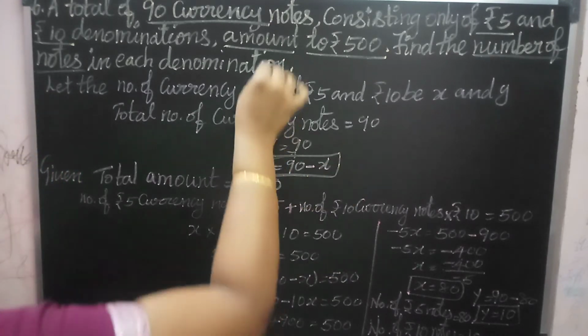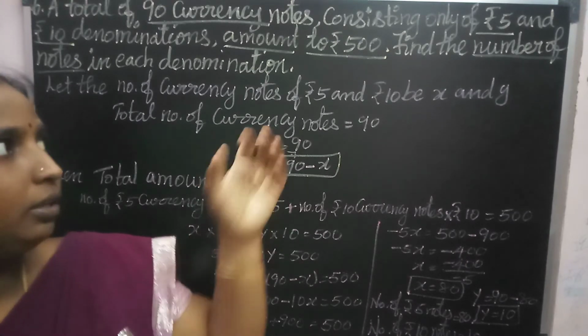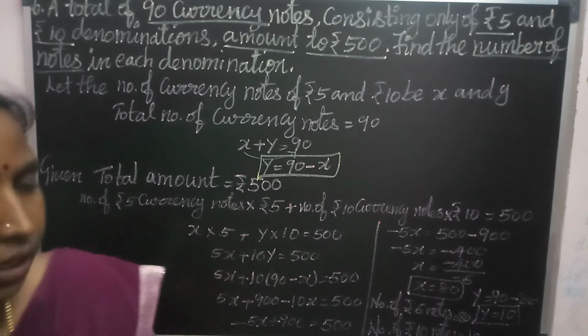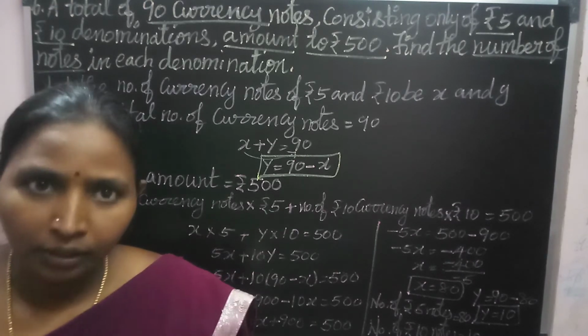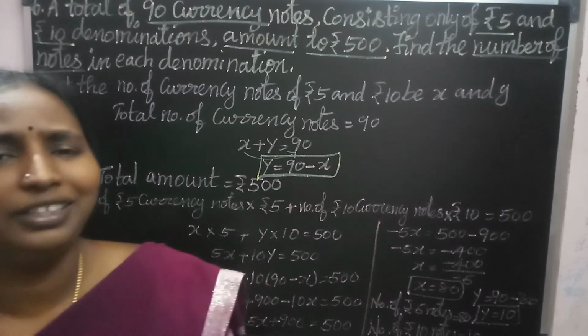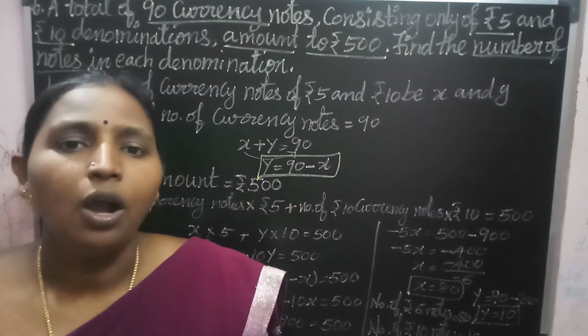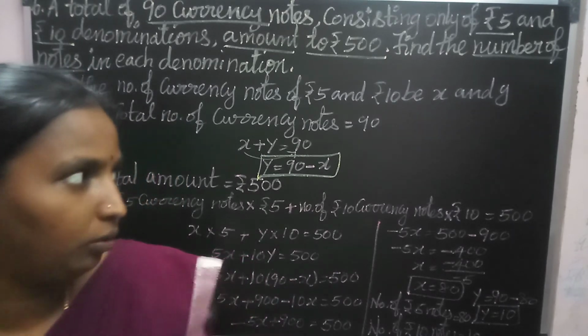Next, the total amount they have given is 500. So if you add that amount, you will get 500. So total amount equal to 500. Already you know, when you go to a bank and deposit any amount, they definitely ask the denomination. What is meant by denomination? How many thousands are there? How many 500s are there? You have to do like that.